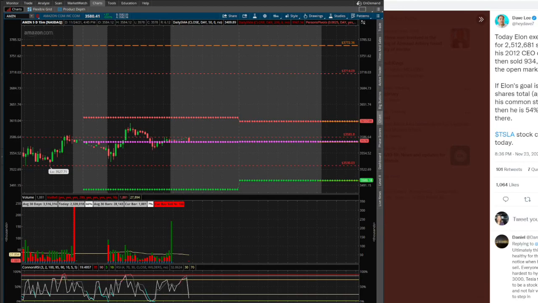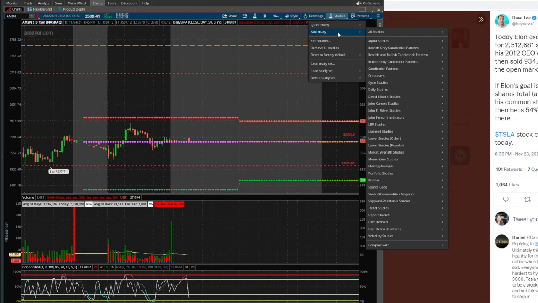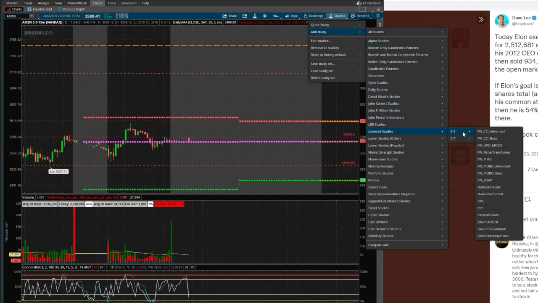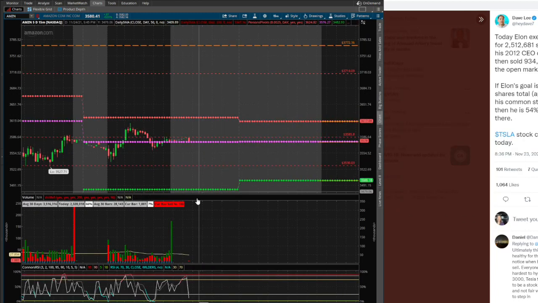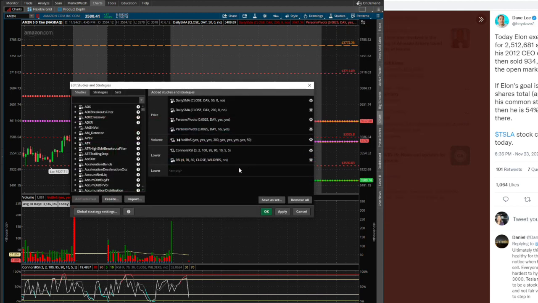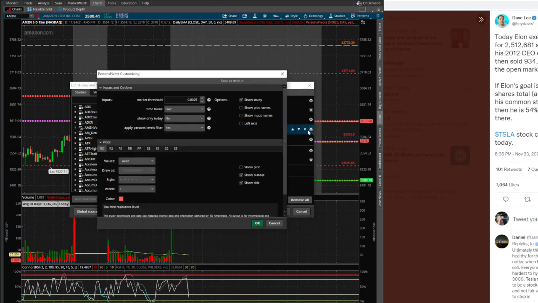So a few of you asked me how I set up my pivot points. I usually go to studies, add studies, go to license study, F2S, over at Person's Pivot. And when I add Person's Pivot, I will go into edit study to edit it. If you just add your Person's Pivot, it will look like the one at the bottom here with a no and yes here. So then you go to settings.